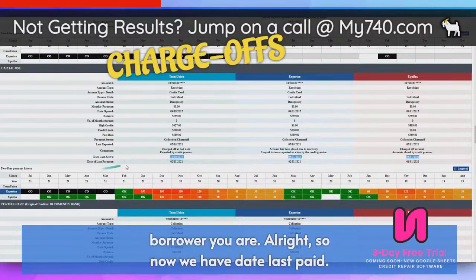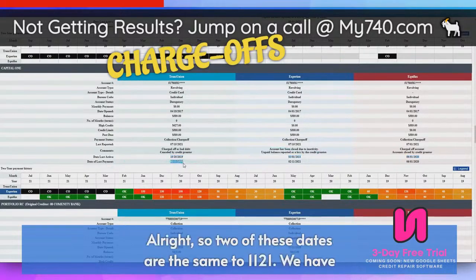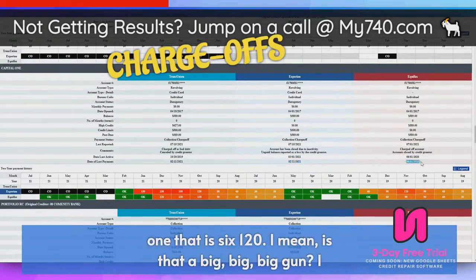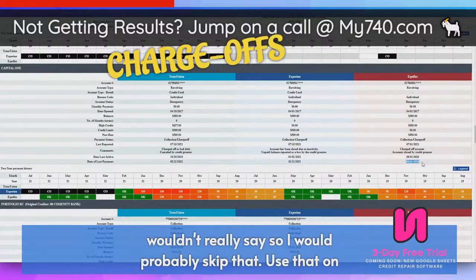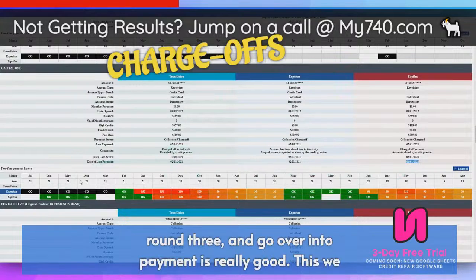All right, so now we have date last paid. All right, so 2 of these dates are the same, 2/11/21. We have one that is 6/1/20. I mean, is that a big gun? I wouldn't really say so. I would probably skip that, use that on round 3, and go over into payment history.